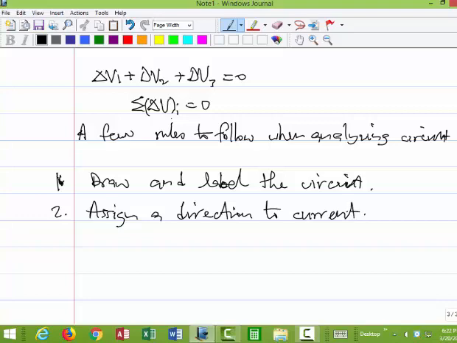In this case, we don't need to know what the direction of the actual current is. We just assign an arbitrary direction. If our direction happens to be opposite to the true direction, we just have a negative current. So it doesn't matter which direction you assign.